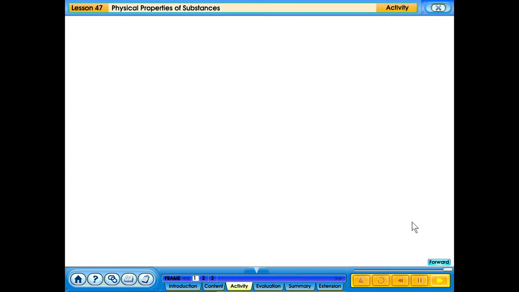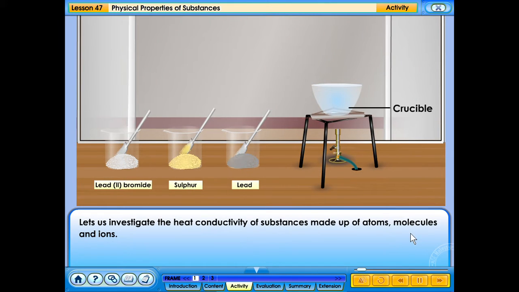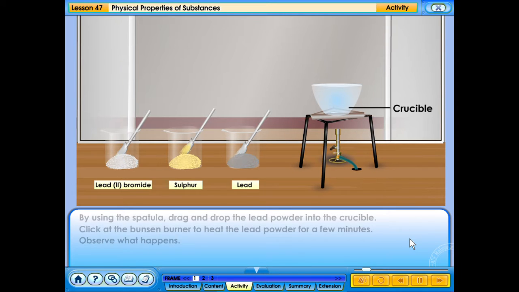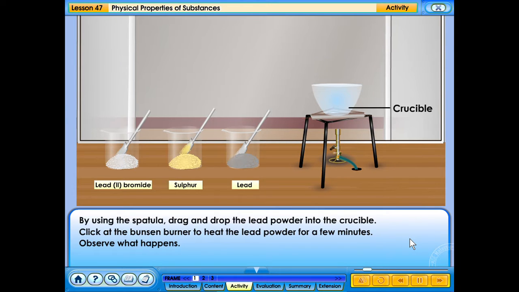Let us investigate the heat conductivity of substances made up of atoms, molecules, and ions. By using the spatula, drag and drop the lead powder into the crucible. Click at the Bunsen burner to heat the lead powder for a few minutes. Observe what happens.